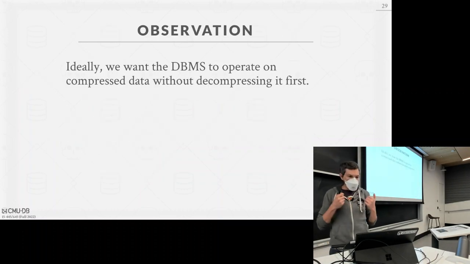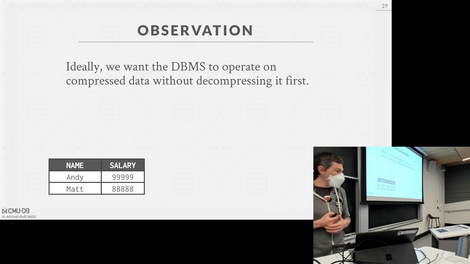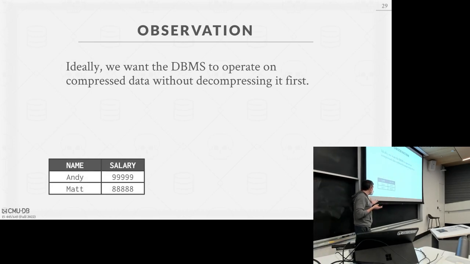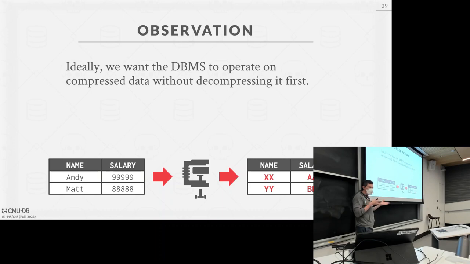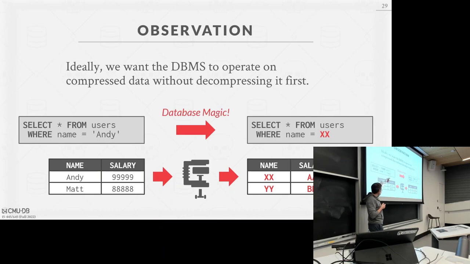All right. So ideally, we want our database system to operate on compressed data. At a high level, it's going to look like this. We have some table with two attributes, name and salary, with fake salaries. Then somehow there'll be some compression algorithm that's going to produce compressed data. We don't know what it is just yet. But then when our query comes along, select star from users where name equals Andy, I want to do some kind of database magic and be able to convert the constant Andy into the equivalent compressed value for that constant. So now when I do my scan on the table, I don't have to decompress the compressed data. I can just use my compressed version of the key that I'm trying to find. That's essentially what we want to do here.